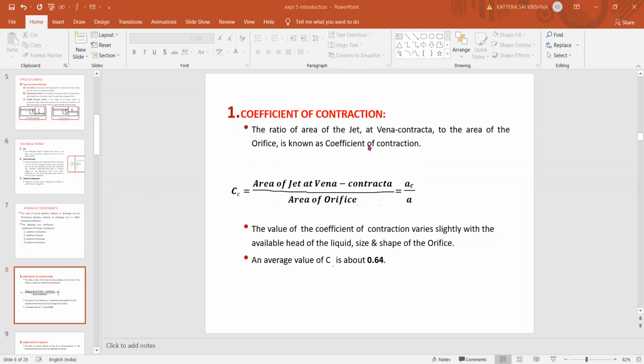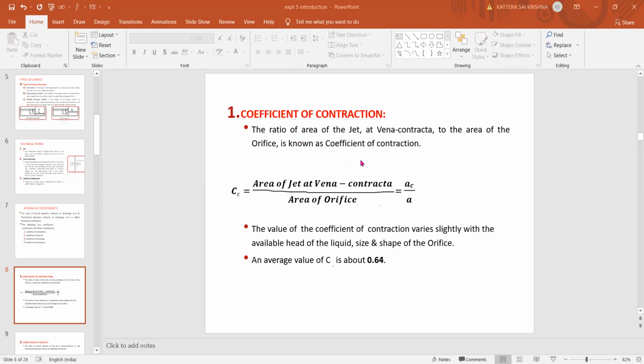The word contraction came because of the term vena contracta. There we can find the coefficient of contraction. The coefficient of contraction is the ratio of the area of the jet at vena contracta, which is smaller, to the area of the orifice. At vena contracta the jet diameter becomes minimum, so the cross-sectional area is very small compared to the area of the orifice.